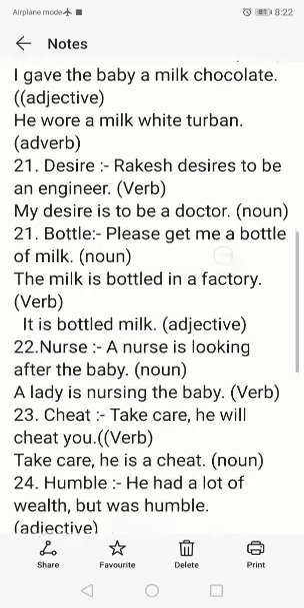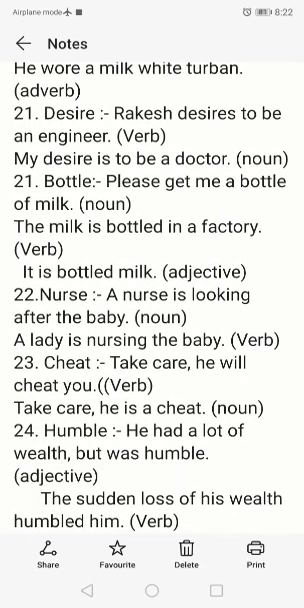And the next one is desire. Rakesh desires, that is, wishes. Rakesh desires to be an engineer, verb. My desire, my wish. My desire is to be a doctor. Here desire is a noun.